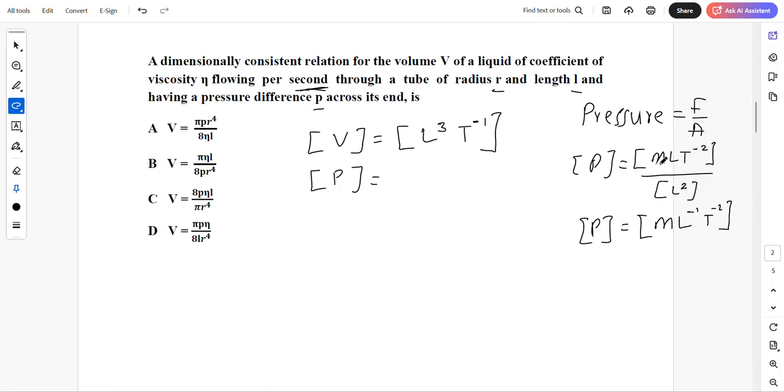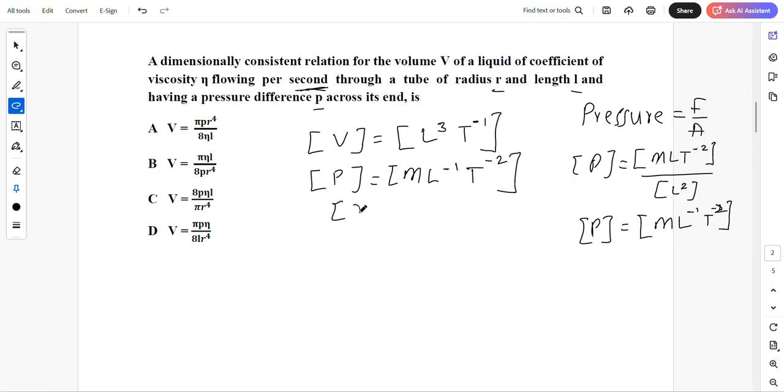Okay, mass into acceleration, M L t to the power of minus 2, divided by area means L square. So M will be as it is, t to the power of minus 2 will be as it is, only 1 minus 2 will be minus 1. Right, that is M L to the power of minus 1 t to the power of minus 2.